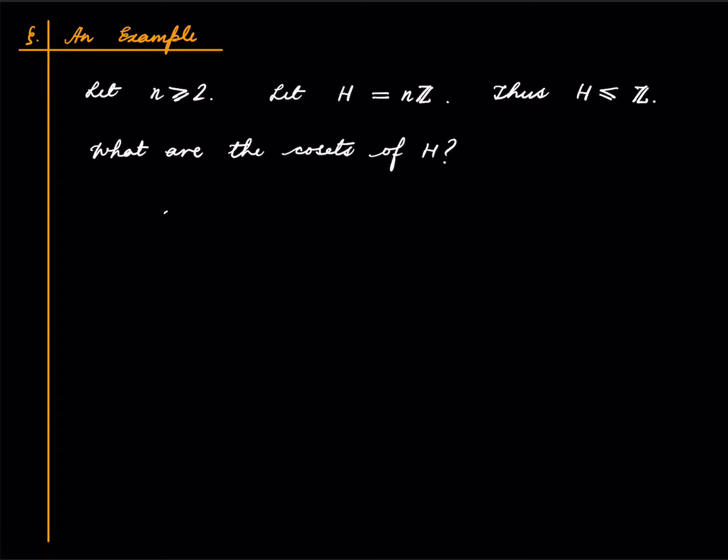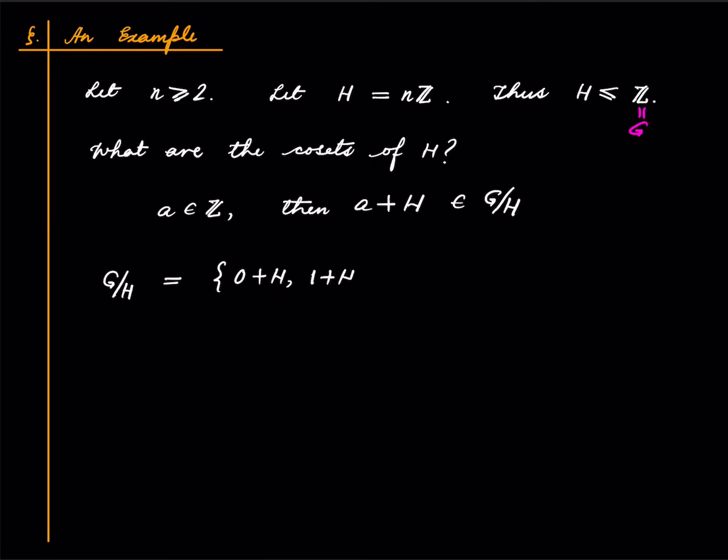So the cosets of H are, you take any integer a, then a plus H is a coset of H. So G is denoting Z. This is in fact by definition, all the cosets look this way. But what I want to say is that in fact, G mod H is nothing but 0 plus H, 1 plus H, up to n minus 1 plus H.